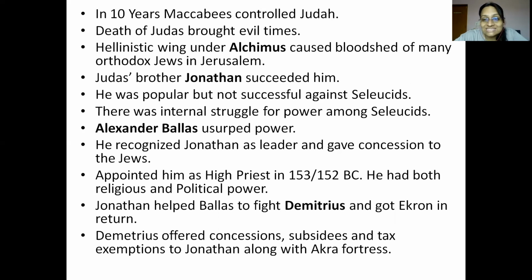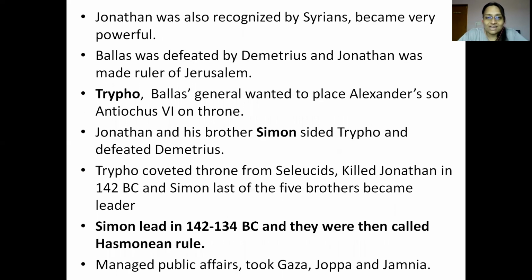So Jonathan was accepted as the leader of the Jews, and he was appointed as a high priest, and he had both the religious and political power and freedom. Jonathan now helped Balas to fight Demetrius, and he got Ekron in return. Okay, so Demetrius now offered concessions, subsidies, and tax exemptions to Jonathan, along with the Akra post.